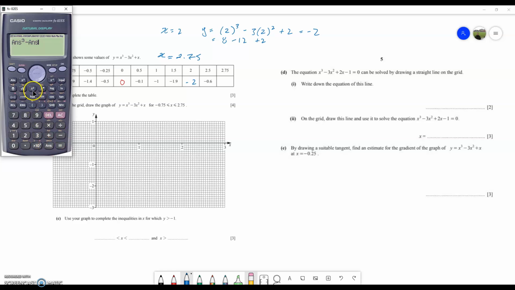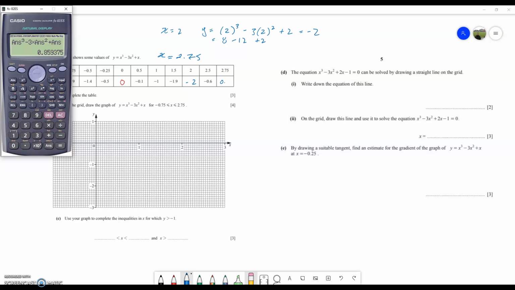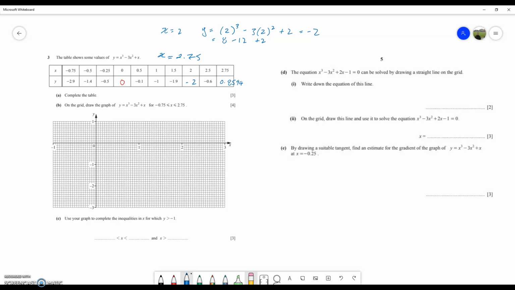answer squared. Oops, don't forget 3 times answer squared, plus answer, and that gives us the answer 0.859. So we completed the table.